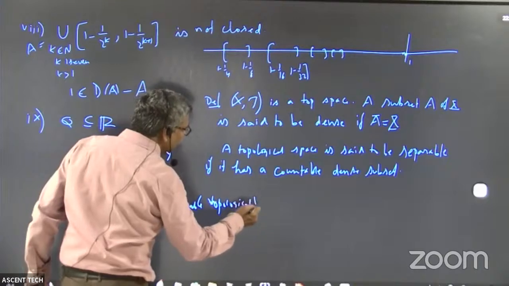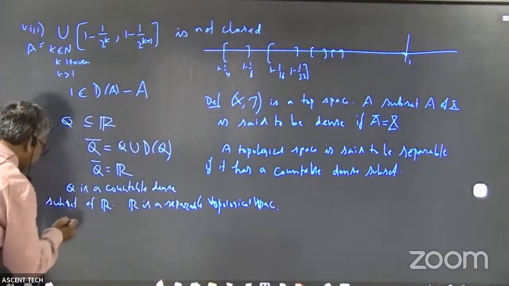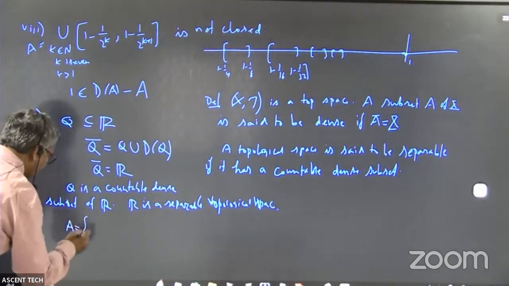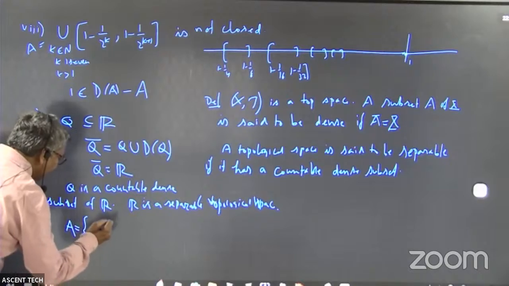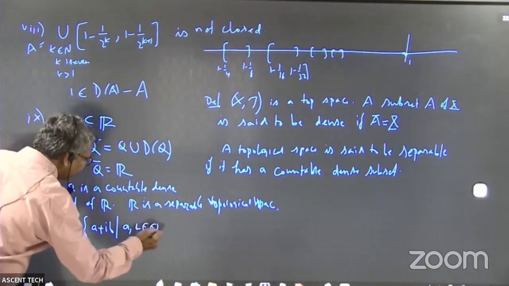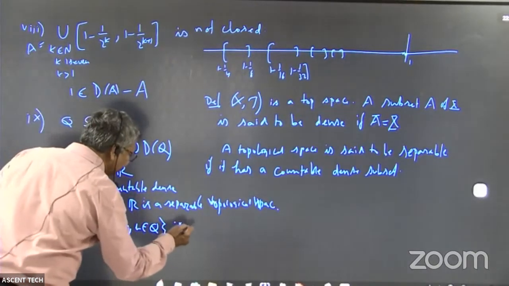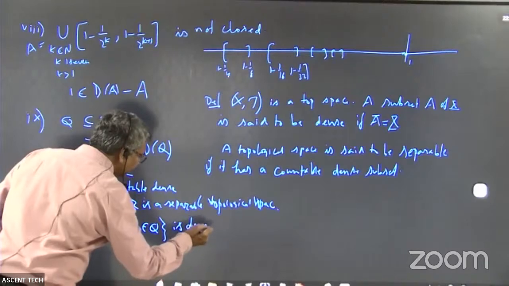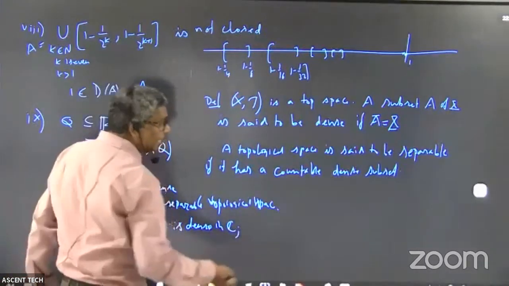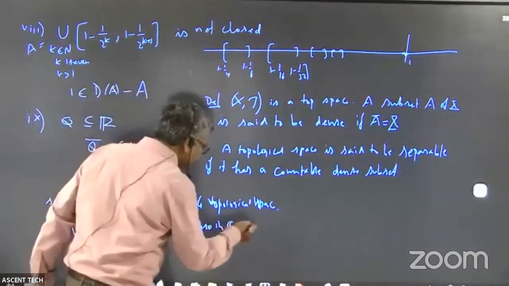And I think it's very easy for us to see that even C has that property. In C, I can introduce a set A, which is all a plus ib, where a and b are rational numbers. You can see that A is dense in C. Even C is separable. Even C is a separable topological space.